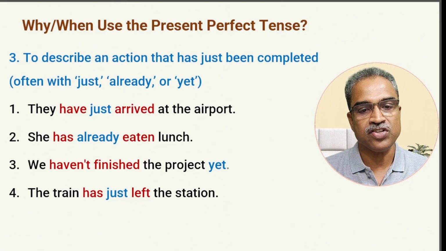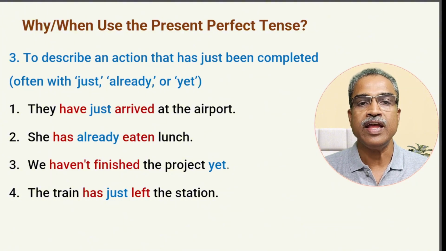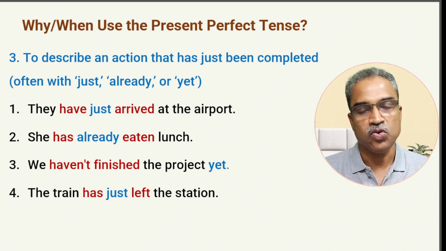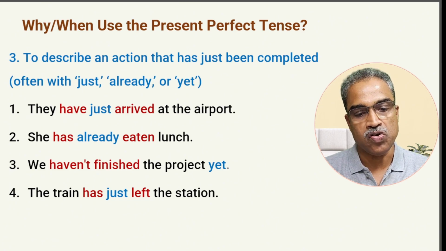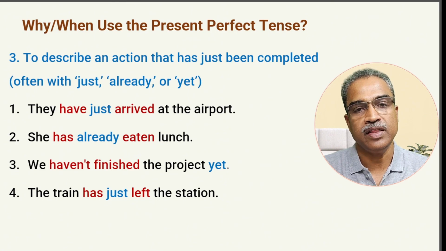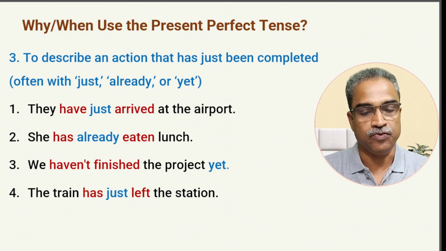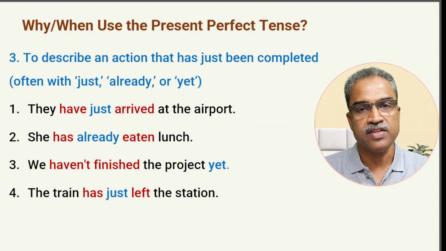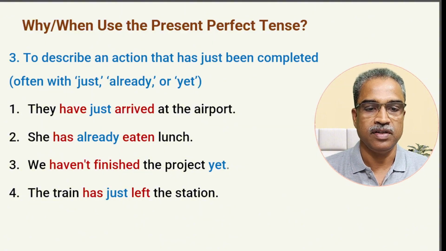That means this action just happened in the present, but the action is complete. The action has already happened. So we use words like just, already, yet. These are the words we often use to frame sentences in the present perfect, to describe an action that has just been completed.